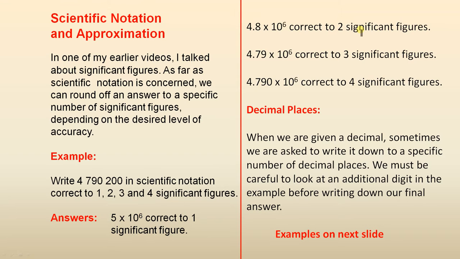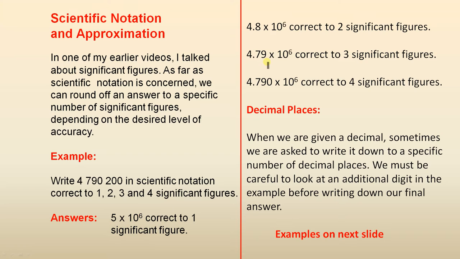Now, to 2 significant figures, we have 4.8 times 10 to the power of 6. So the 4 and the 8 are both significant. So this is a closer approximation to this number here, because this is 4,800,000. So you can see that the more significant figures we have, the better the approximation.